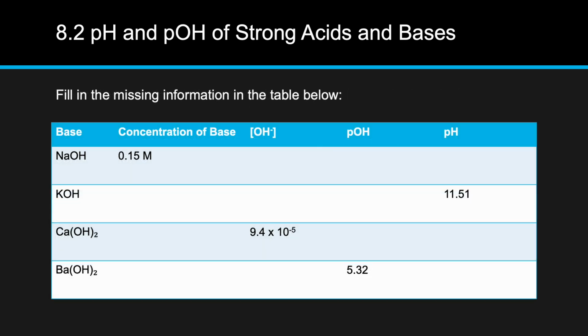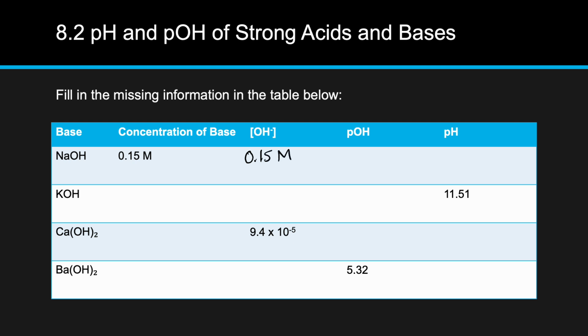All right, now let's practice some of these strong base questions in this table example. First we have sodium hydroxide as our base, and we are starting out with 0.15 molar NaOH. First step is to calculate the concentration of OH-. When you have a strong base, remember it fully dissociates. So if we're starting out with 0.15 molar NaOH, we're ending with 0.15 molar hydroxide ions. So that's going to be the same number.